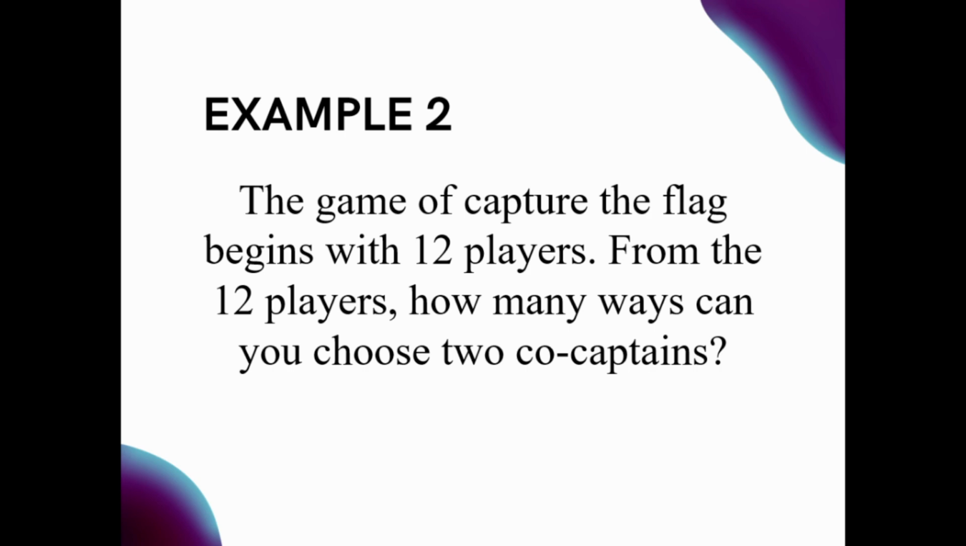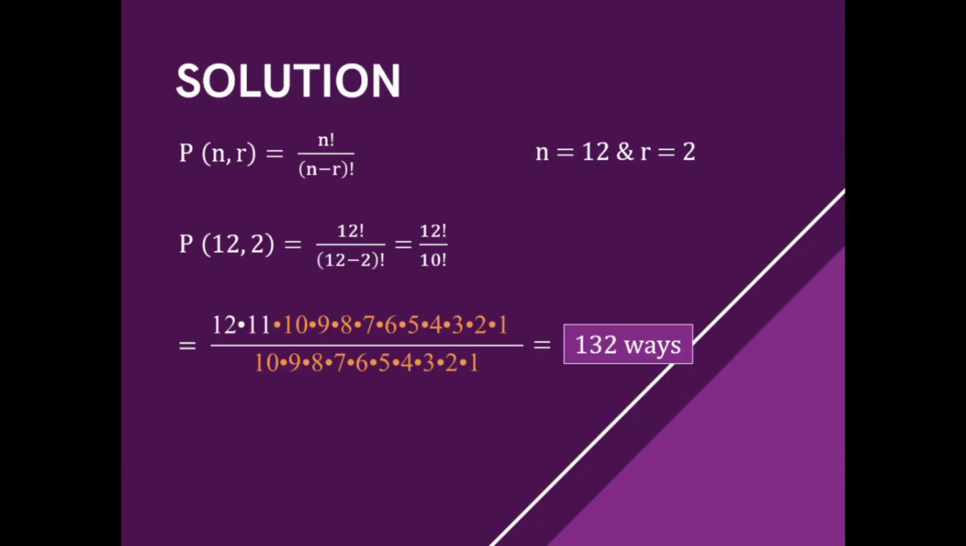Let's look at another example. The game of Capture the Flag begins with 12 players. From the 12 players, how many ways can you choose to call captains? This is an example of permutation of n objects taken r at a time. Therefore, we will employ the formula permutation of n, r is equal to n factorial over quantity n minus r quantity factorial. In the given problem, 12 is the number of objects, so n is equal to 12, and we are taking 2 at a time, so r is equal to 2.